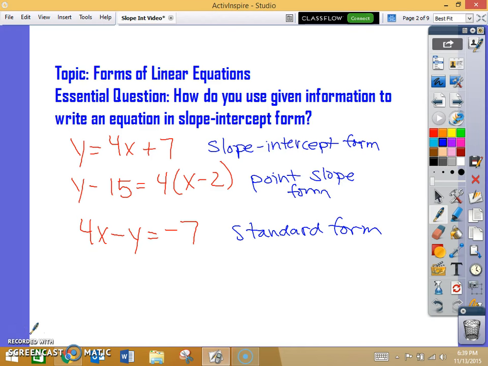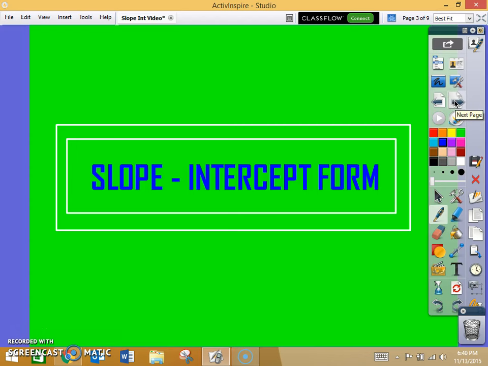Over the next week, we're going to spend time talking about all 3 of these forms. But today, we're going to focus on slope-intercept, which you already know tons about. It's just a matter of perfecting your knowledge. So first off, let's talk about how to find the equation in slope-intercept form from a table.